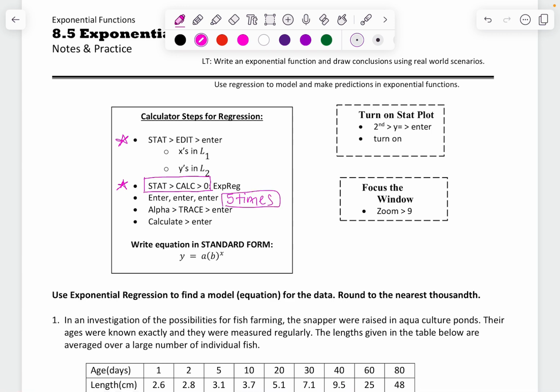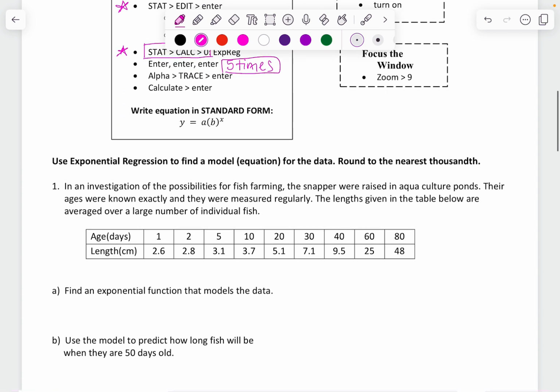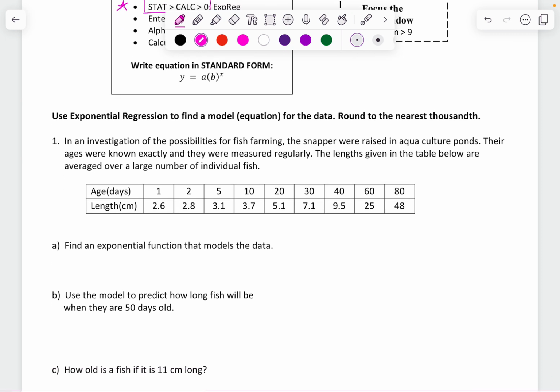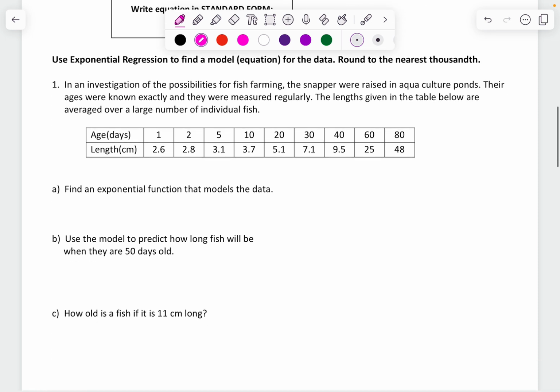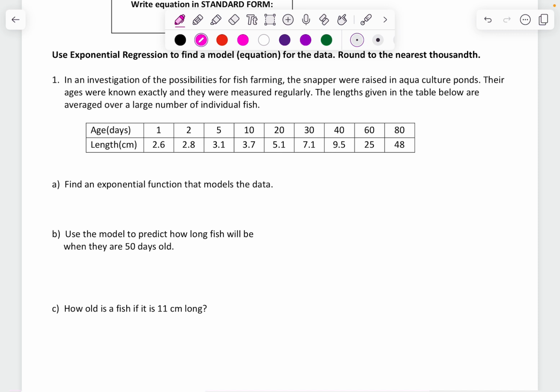Okay, so let's look at an example and what I'm looking for. We've done quadratic regression, so it's very similar to exponential regression, but I just add a couple extra questions to everything. Okay, so let's look. In an investigation of the possibilities for fish farming, the snapper were raised in aquaculture ponds. Their ages were known exactly and they were measured regularly. The lengths given in the table below are averaged over a large number of individual fish.